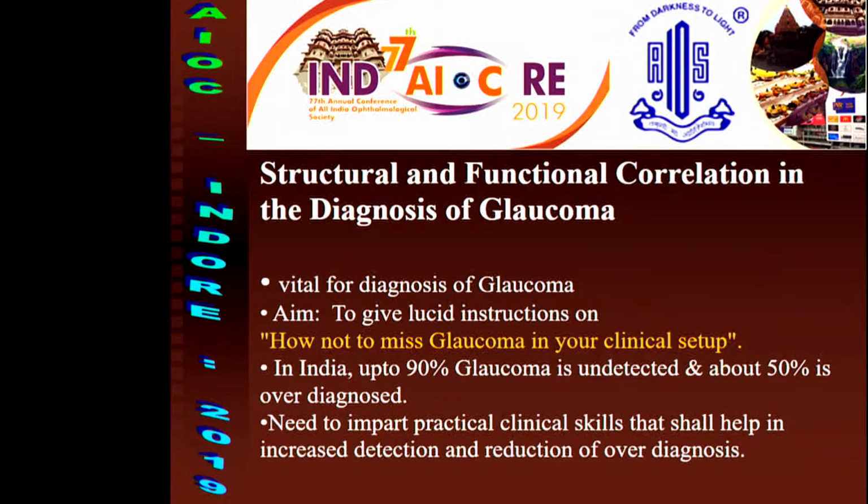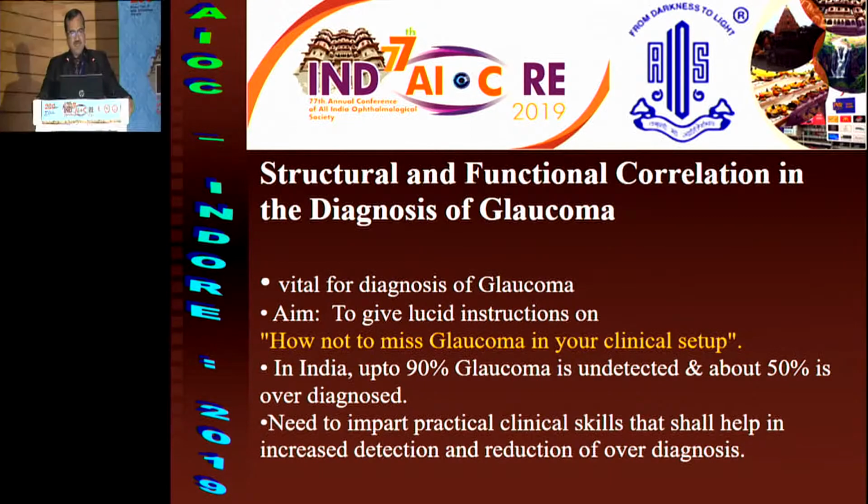Structural and functional correlation in the diagnosis of glaucoma is vital for diagnosis of glaucoma. The aim is to give lucid instructions on how not to miss glaucoma in your clinical setup. In India, up to 90% glaucoma is undetected and about 50% is overdiagnosed. Hence, there is a need to impart practical clinical skills that shall help in increased detection and reduction of overdiagnosis.